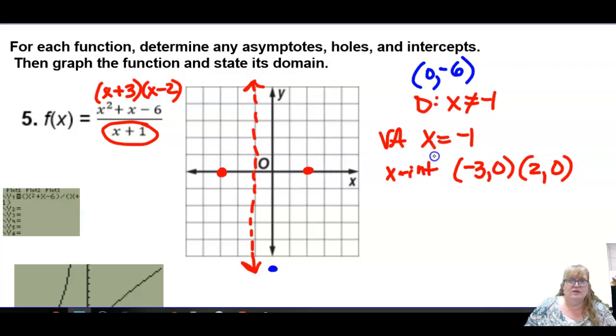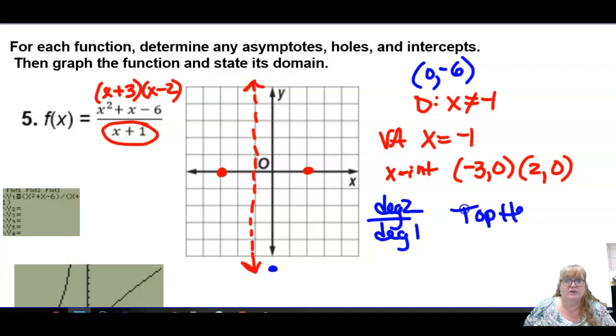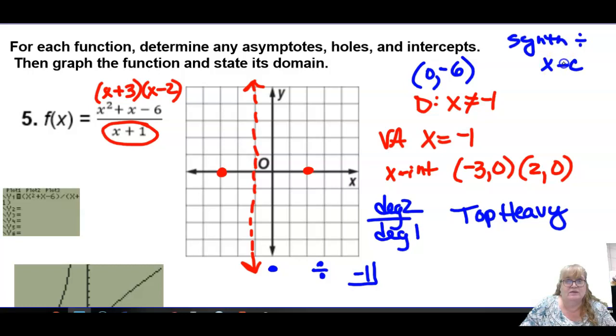Y-intercept, x-intercept, domain restriction. Okay, I am left with the end behavior. So I have to look at the degree. It is degree 2 divided by degree 1. This is the only example today of a top-heavy one that I'm doing with you. When it is top-heavy, you have to divide and ignore the remainder. Because this is an x plus 1, we are allowed to do synthetic division, because remember, you can do synthetic division as long as it's x minus or plus something.